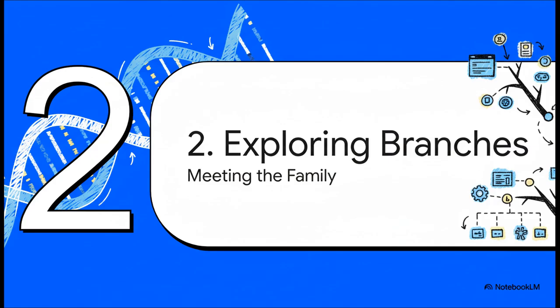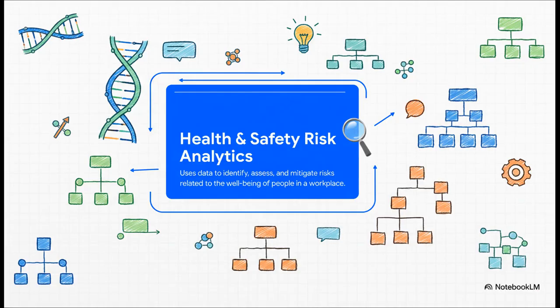All right, let's move on to section 2. Now we're going to zoom in from that main branch and actually meet a few of the family members. This is where we get to see what these different analytics capabilities really do. Here's a perfect example from that risk analytics clan we just mentioned, health and safety risk analytics. It's a specialized skill set that does exactly what it sounds like. It uses data to help keep people safe while they're at work.